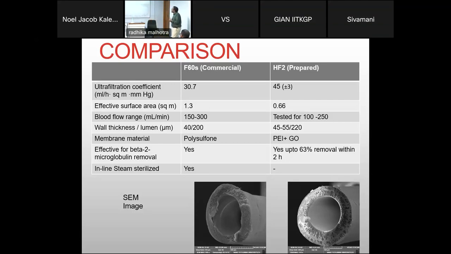So blood flow rate was tested from 150 to 300 and almost the same. Wall thickness was close by. So the membrane was polysulfone for Fresenius, and we had the PEI plus graphene oxide. And we could remove 63% beta 2 microglobulin within 2 hours. And okay, those were definitely steam sterilized. Ours was not. But it could be steam sterilized because it's thermally stable.